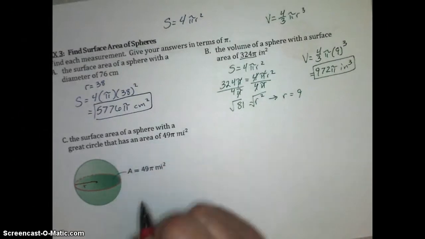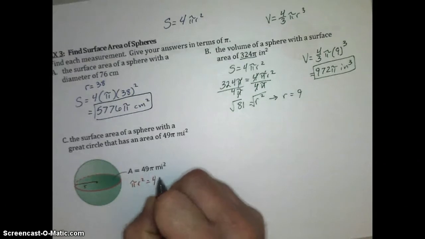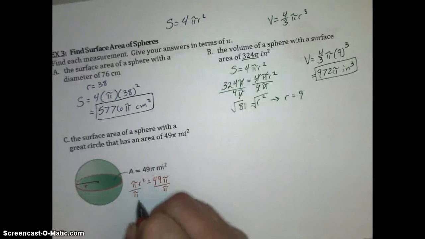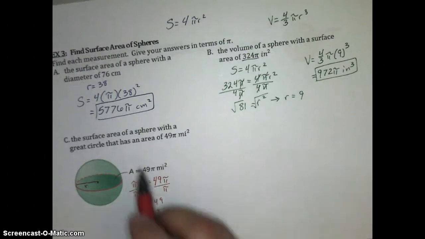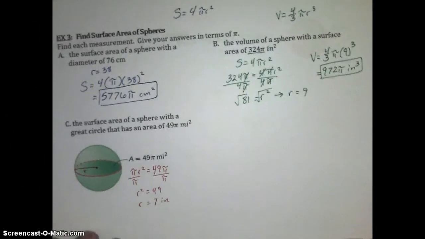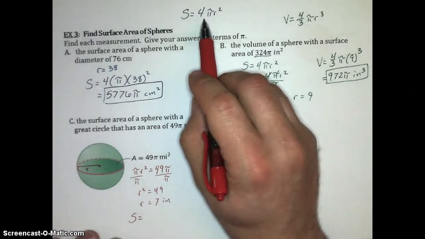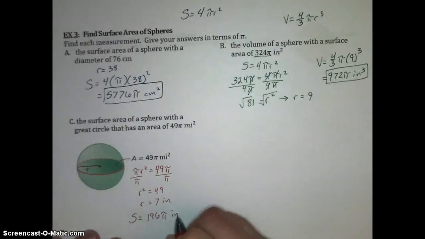So remember, area of a circle is pi r squared. So if that equals our area of 49 pi, we just solve for r. And if r squared is 49, then r is 7 inches. And we use that radius to plug in to find the surface area of the sphere. In doing so, surface area, when you plug it into this formula, should give you 196 pi square inches.